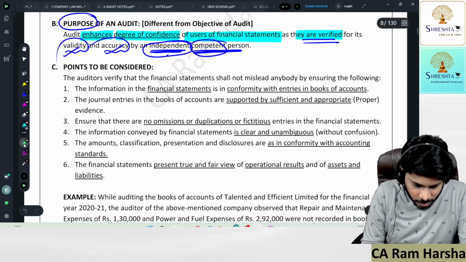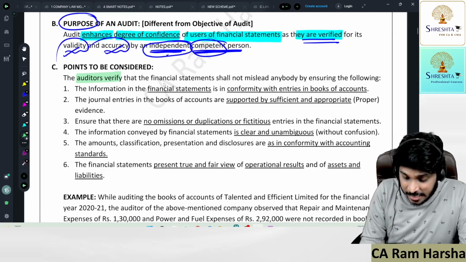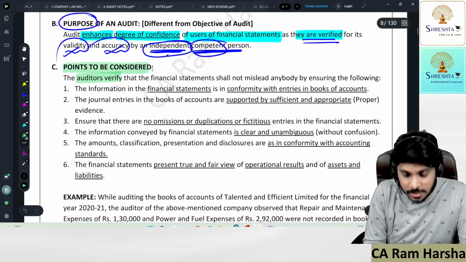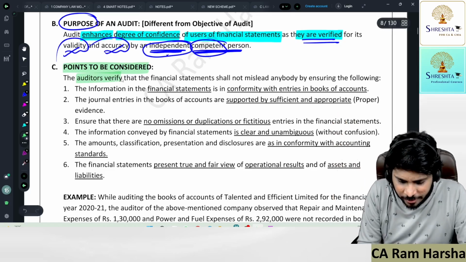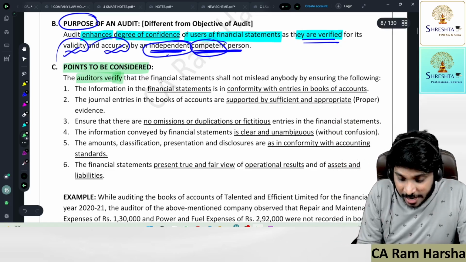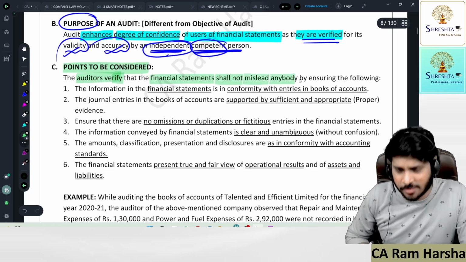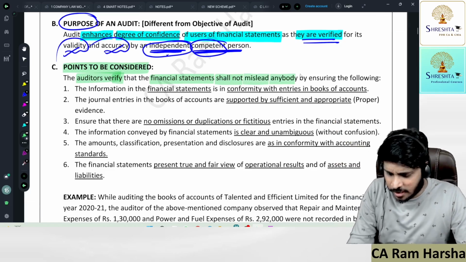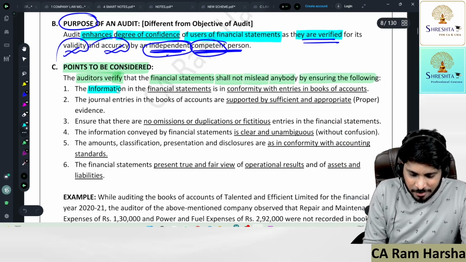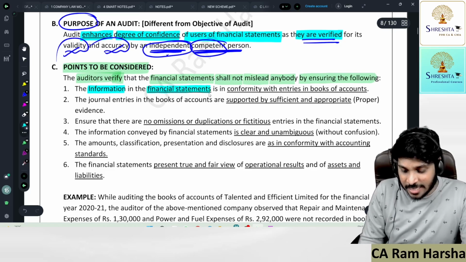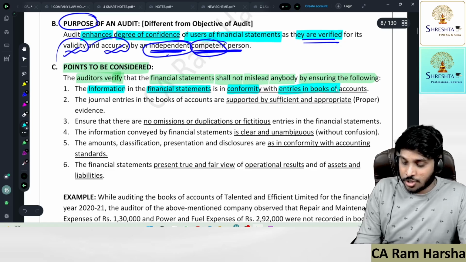So you see here, what the auditor has to verify, what points he should consider, what points he should ensure. He should verify and ensure that the financial statements shall not mislead anybody. They should not mislead anyone, by checking the following. What are they? The information given in the financial statement is in exact conformity with the books of accounts.